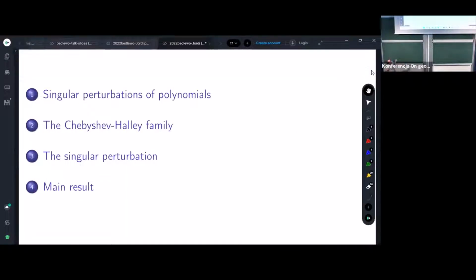I'm going to be talking about, first, I will recall for those of you who don't know about singular perturbations the very basics from McMullen's family. Then I will talk about the Chebyshev-Halley family of root finding algorithms, and then I will see how those can be studied from the point of view of singular perturbations.